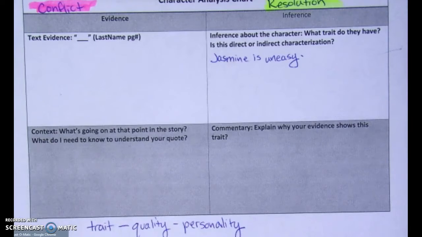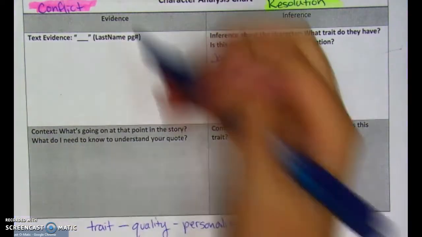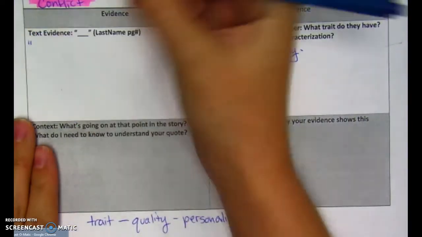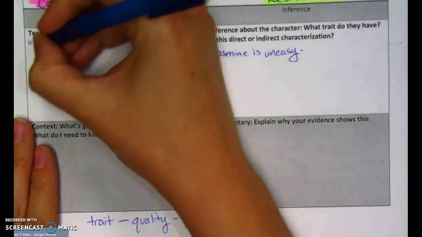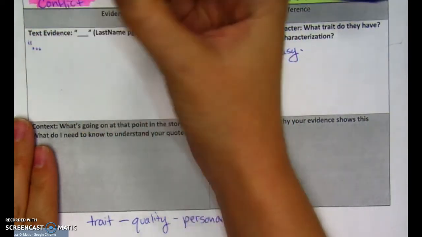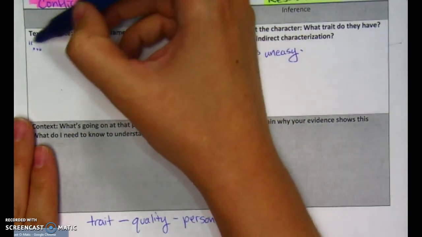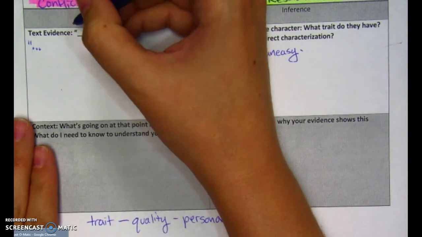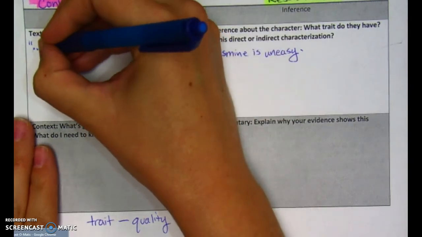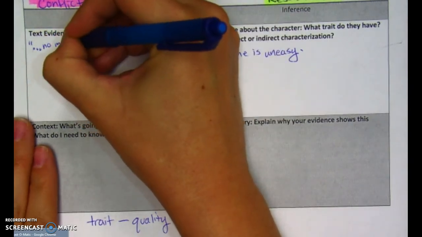Okay, so since that's my text evidence, the important thing to remember is anytime you have text evidence, you start off with quotation marks to show they're not your own words. Next, since I'm starting in the middle of a sentence, I use these 3 dots, they're called an ellipses, to show that I've chopped out some of the author's original words. And then I copy my evidence, so bear with me.